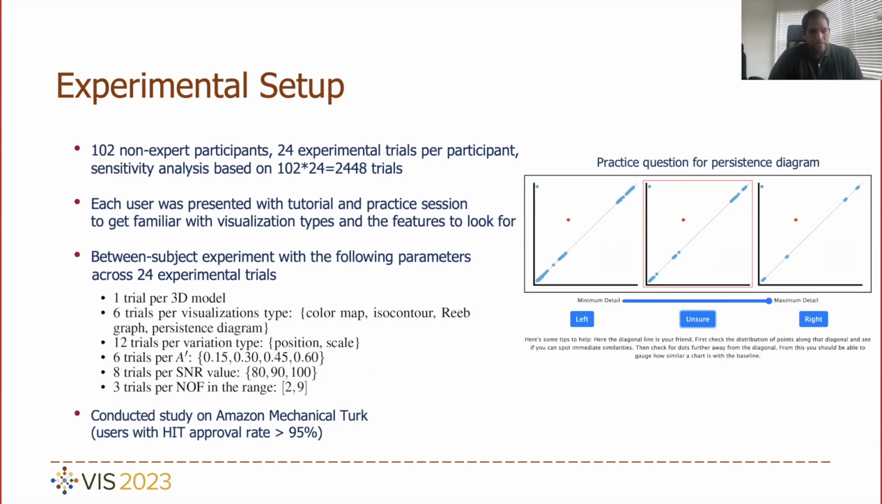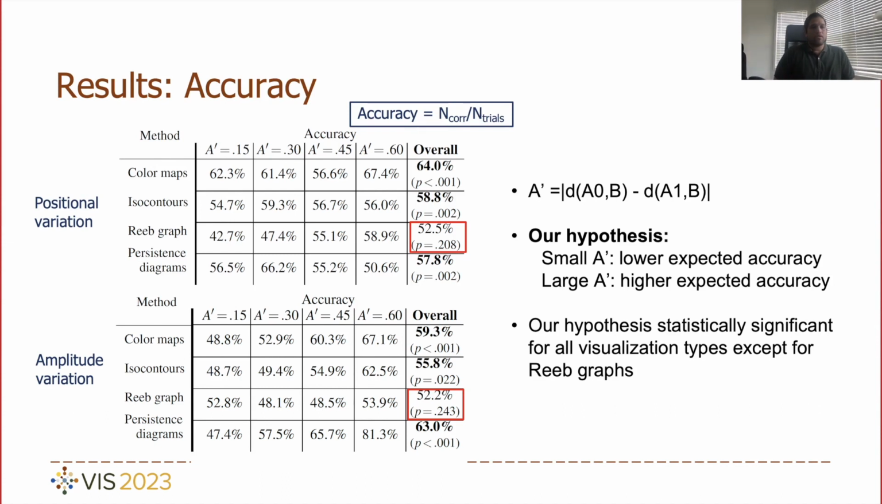We conducted a between-subject experiment with the following parameter distribution, where we assign 6 trials per visualization type, then 12 trials per variation type, and so on. Finally, we conducted the study on Amazon Mechanical Turk for users with hit approval rate greater than 95% for higher reliability of results.